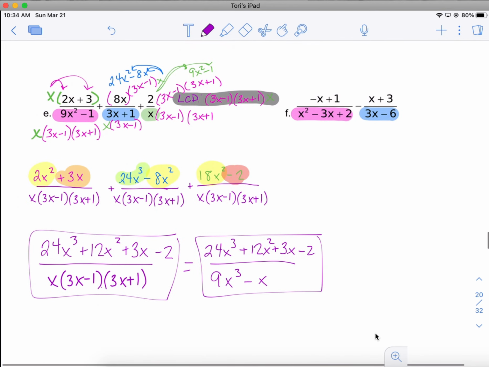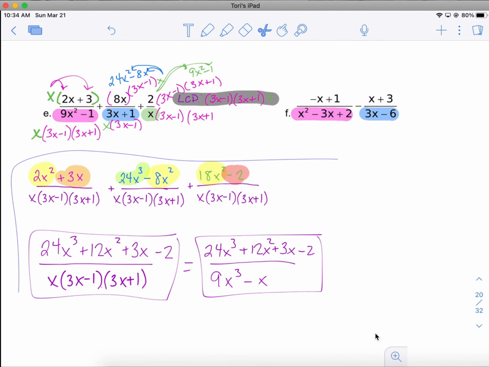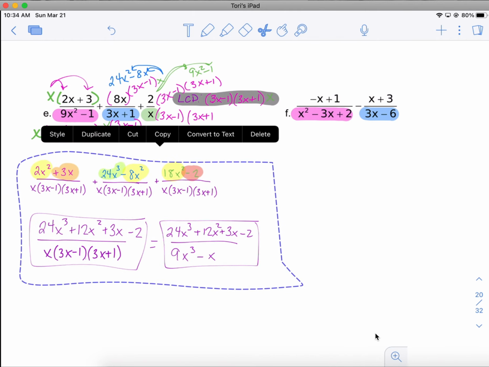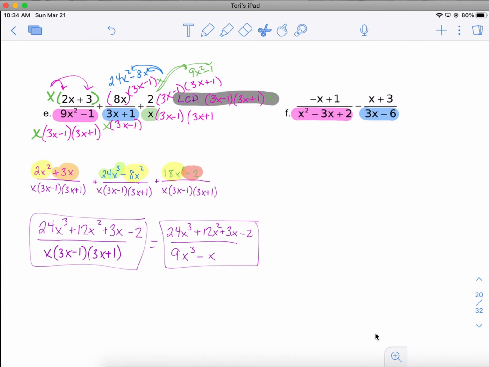If you need to pause that one, copy it down. Go ahead and do that now. I'm going to shrink it just a little bit to keep it on this side, as we do have one more problem to get through. Okay? All right, last one.